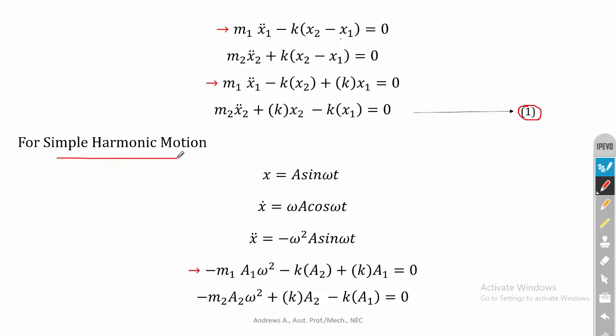And for simple harmonic motion, we know that x is equal to a sin omega t. So x dot is omega a cos omega t, and x double dot is minus omega square a sin omega t. So you can substitute this in equation number 1. So we will get minus m1, in the place of x1 double dot, it is minus omega square a1. Okay. So in the place of x2, it is minus k a2, then plus k, instead of x1, it is a1, that is equal to 0. Similarly for the second equation, x2 double dot is equal to minus omega square a2, then plus k x2, in the place of x2 substitute a2, then minus k into a1, that is equal to 0.